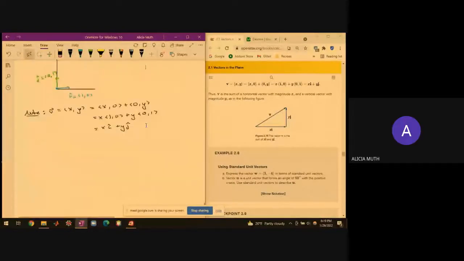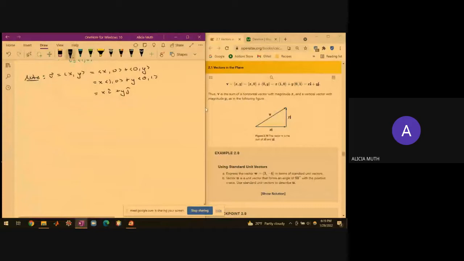Right. So in example 2.8, you're using standard unit vectors. So we want to first express the vector W, which has components 3, negative 4, in terms of standard unit vectors.